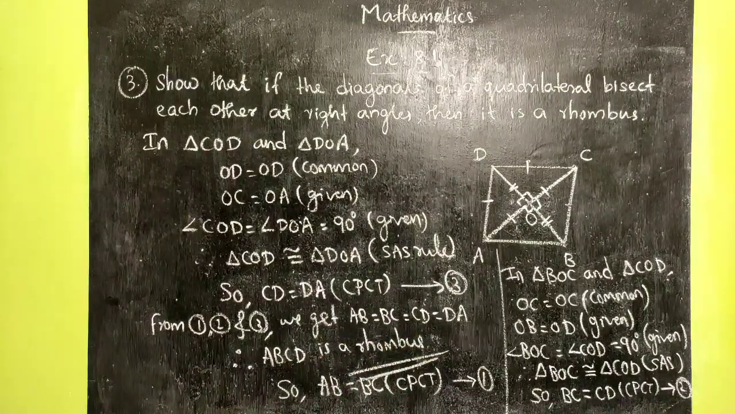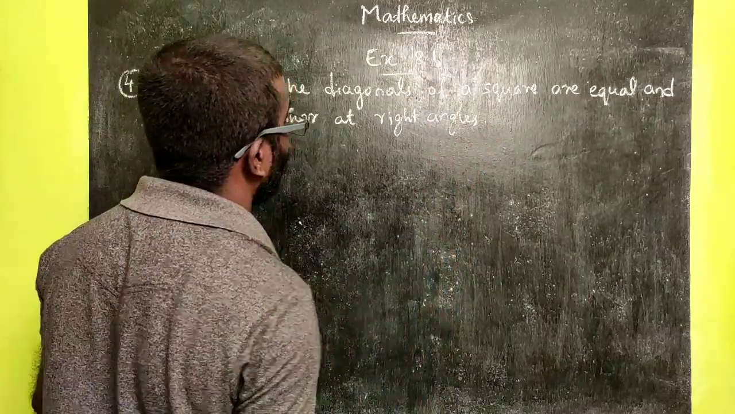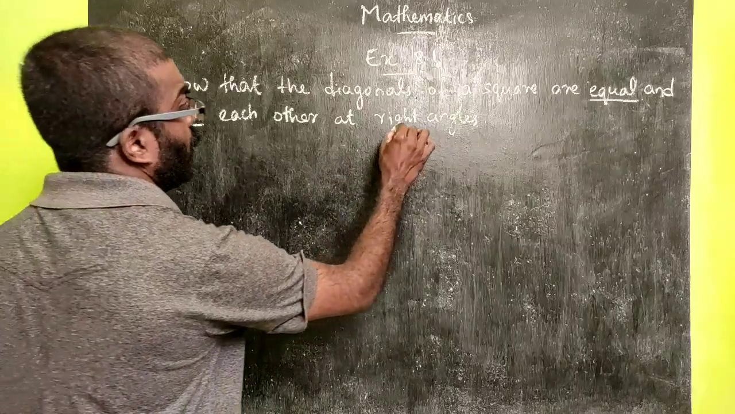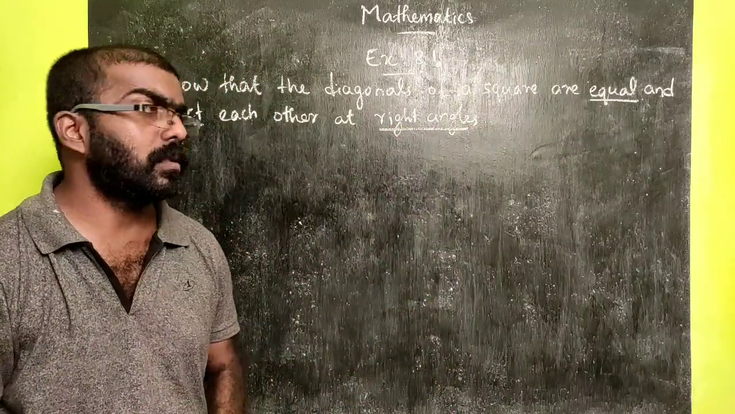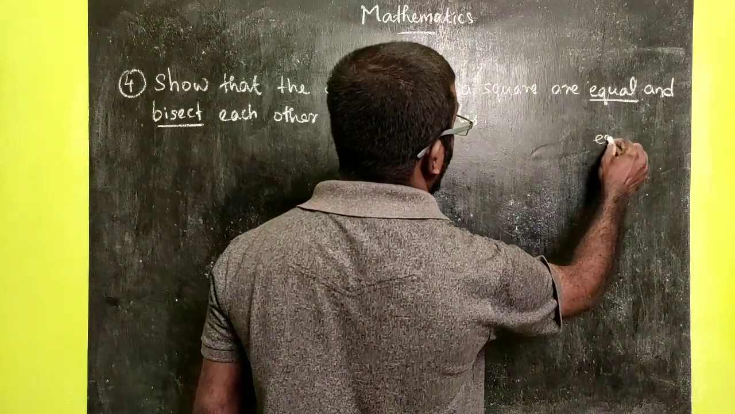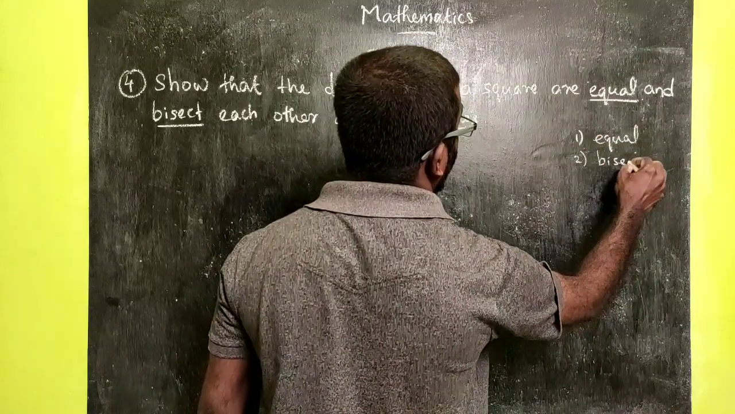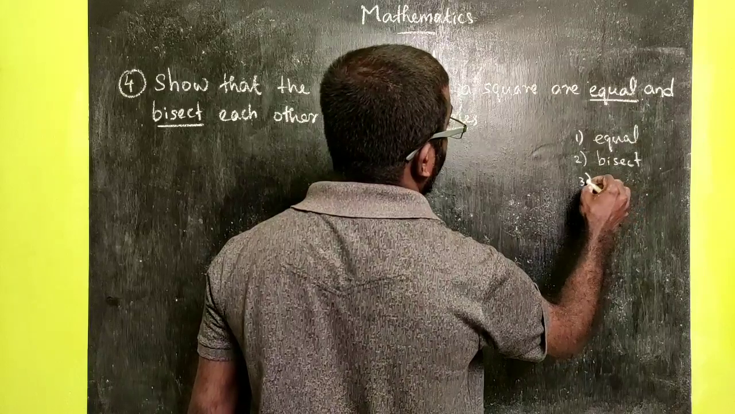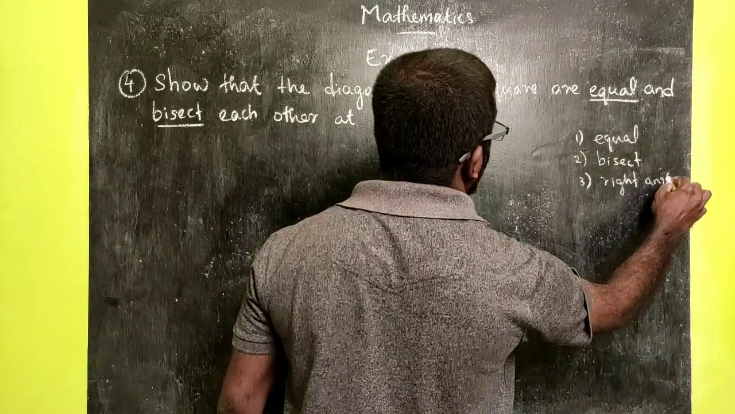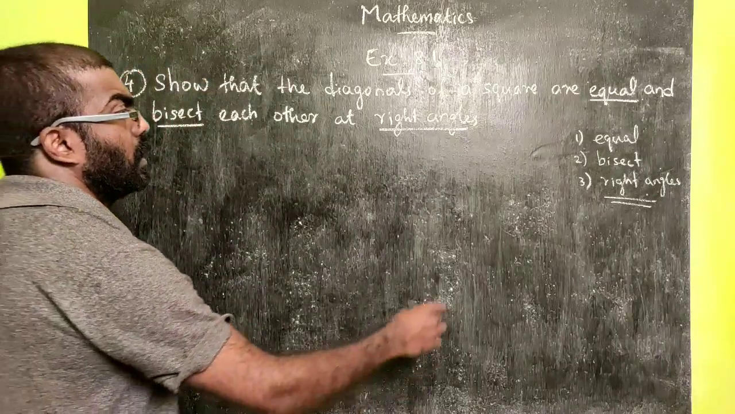Okay. Now we move on to question number 4. Show that the diagonals of a square are equal and bisect each other at right angles. We can prove this statement in three different steps. First of all, we can take the part: diagonals are equal. Then second one, diagonals bisect each other. And third one, diagonals bisect each other at right angles. That means the angle formed is 90 degrees. Okay. So consider a square.